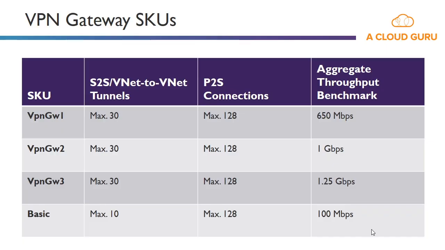So if you look at the bottom there, starting with the basic SKU, it has a maximum of 10 tunnels available. For the point-to-site connections, it's 128 across all of the SKUs. But the other big difference, if you look at the basic one, it really has a maximum throughput of 100 megabits a second, so that's not very much. You really have to get into VPN gateway 1, 2, or 3, where they start at 650 meg, going up to 1 gigabit a second on VPN gateway 2, 1.25 on VPN Gateway 3, and those gateways allow for the max of 30 tunnels, so a lot more flexibility.